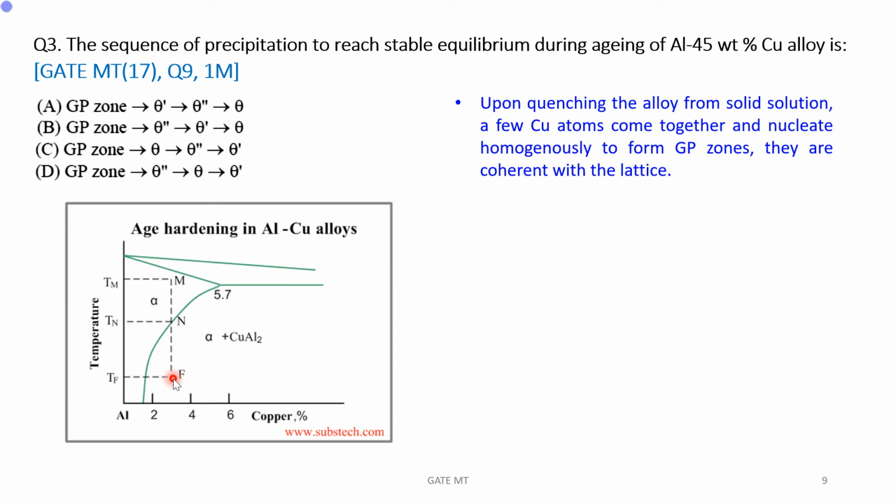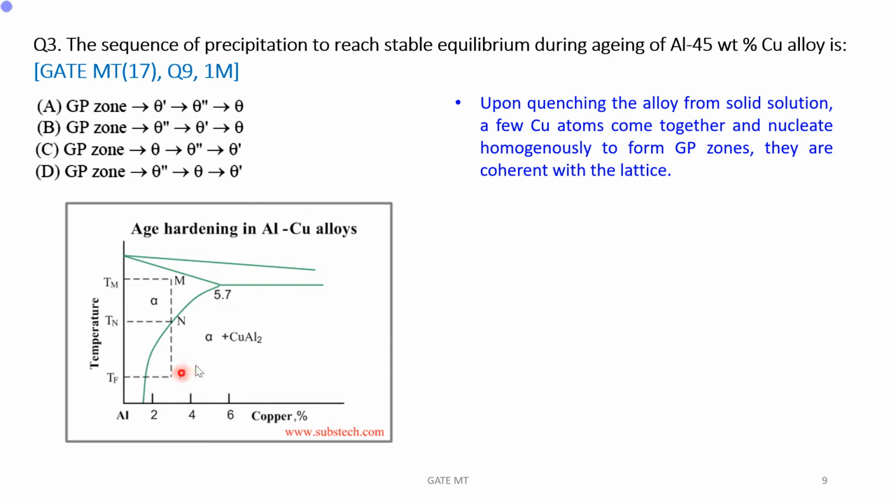And the next step is the aging process, where the supersaturated alpha is heated below the solvus temperature to produce finely dispersed precipitates. That is, once quenched to point F, this solution is slowly heated to below the solvus so as to get the precipitates. The precipitate is our CuAl2 precipitate. Since the supersaturated alpha in this region is not stable, the extra copper atoms present will diffuse to numerous nucleation sites and then grow.